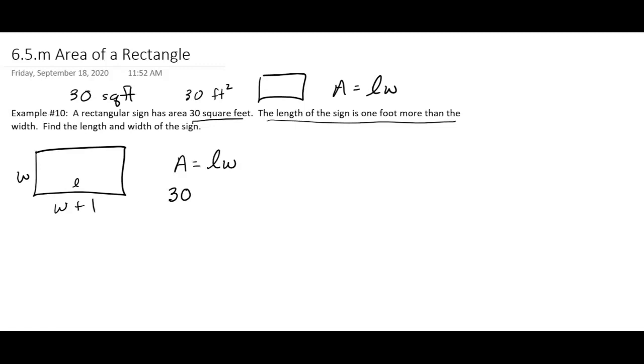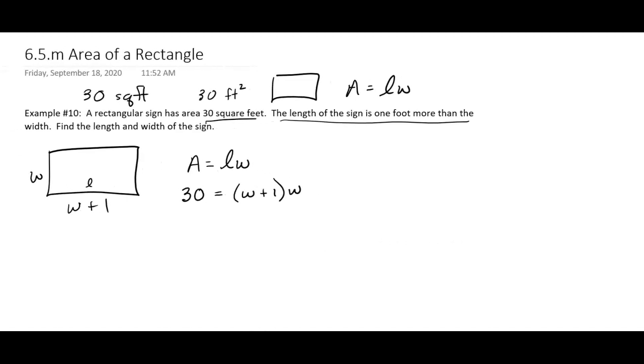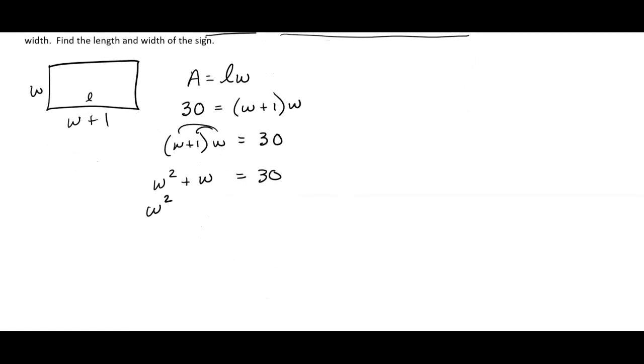So the area is 30, the length is W plus 1, and then the width is just W. Now I'm going to do some switching around here. First of all, it's an equation, so I can write W plus 1 times W equals 30. I can write it that way because it's more familiar with what we've been doing. You're allowed to do that. And then I can distribute from the back. So W squared plus W equals 30. And then I can put the 30 on the other side. I want to set it to 0. It's a quadratic equation.